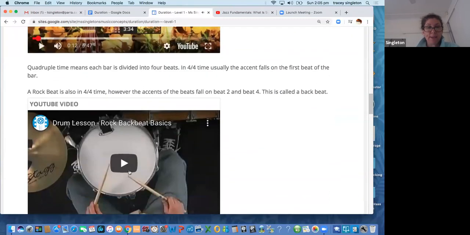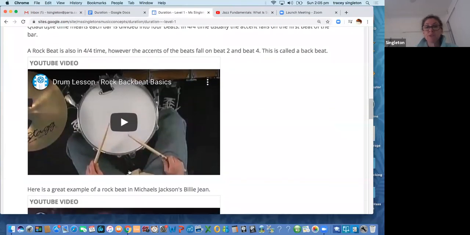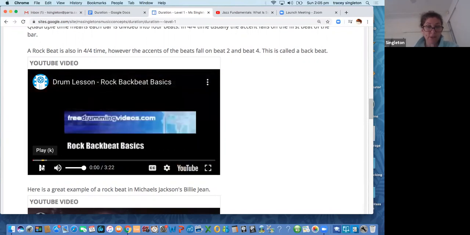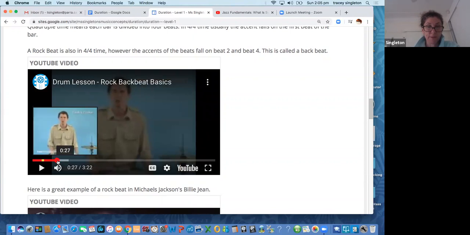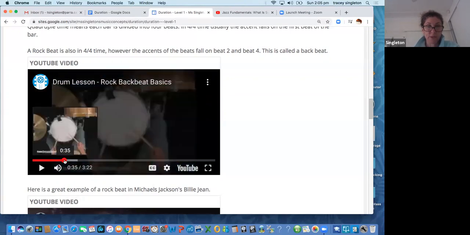Okay, and down here, most rock songs are in 4/4 time, and they use what they call a backbeat. That's when the second beat and the fourth beat are accented on the snare drum, and this little video explains it. I'll just fast forward it a bit until we get to, here we go.